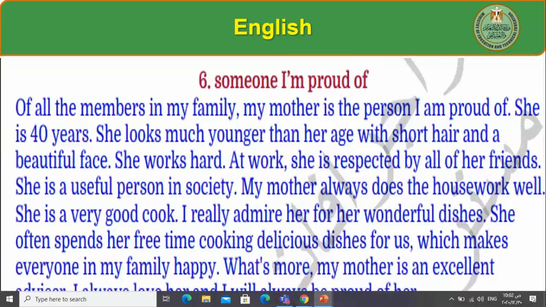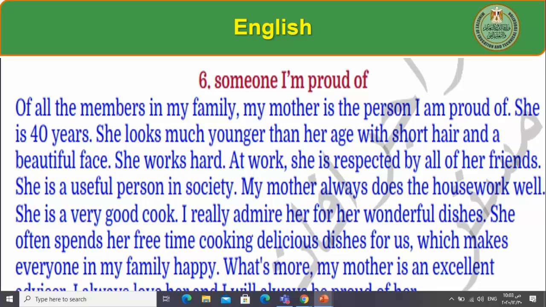Okay. Someone I am proud of: all the members in my family, كل أعضاء العيلة بتاعتي. My mother is the person I am proud of. She is 40 years. She looks much younger than her age, with short hair and a beautiful face. She works hard. At work, she is respected by all her friends. She is a useful person in society. My mother always does the housework well. She is a very good cook. I really admire her for her wonderful dishes. Okay? She often spends her free time cooking delicious dishes for us, which makes everyone in my family happy.